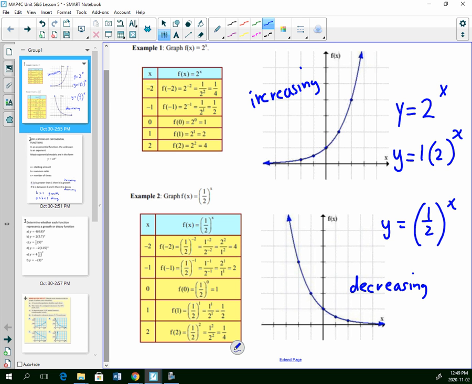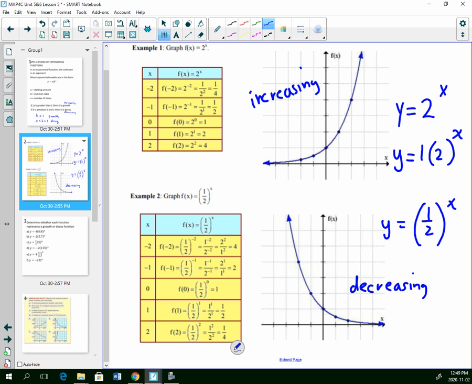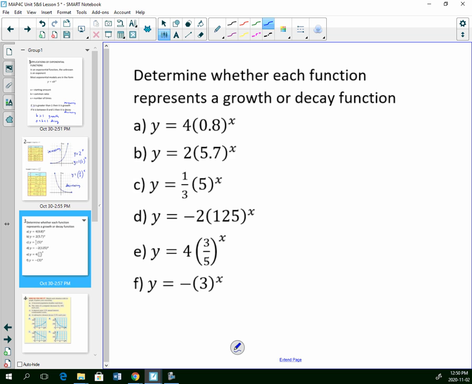So sometimes they will ask you to match the equation with the graph. So you know if it's going up, it's got to be a base that's a whole number bigger than 1. And if the graph is going down, you know that the base needs to be a fraction or a decimal.